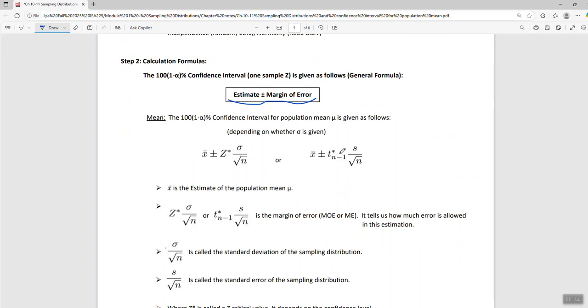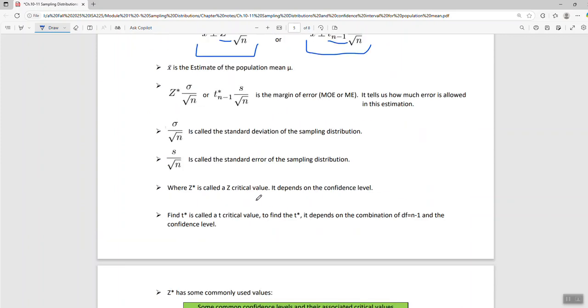Correspondingly, when we talk about the confidence interval for the population mean, we have these two formulas, depending on whether the population standard deviation is given or not. So you may have the Z star or the T star. Both of these star values are called the critical values. The Z star is called the Z critical value and the T star is called the T critical value. Both depend only on the confidence level.